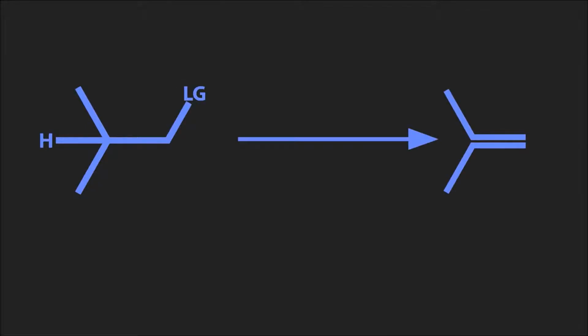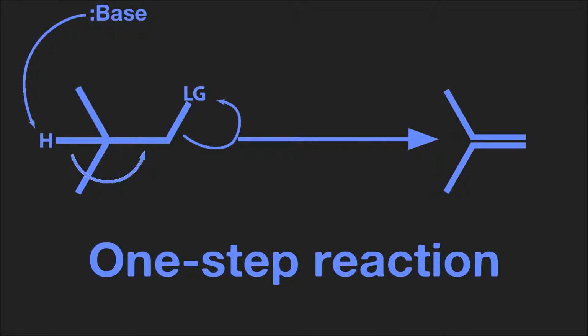The mechanism is simple for this one-step reaction. There is a proton transfer from substrate to base and the elimination of the leaving group. These occur in concert with each other in one step. Key players in the E2 mechanism are the substrate, the leaving group, and the base.